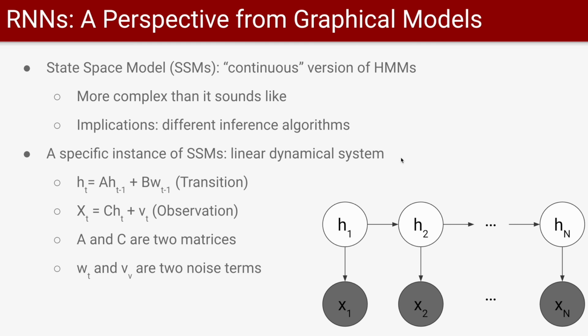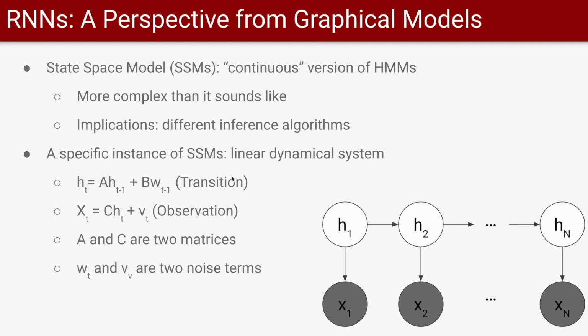After reviewing hidden Markov models, we can discuss a little bit about state-space models. State-space models are actually just a continuous version of HMMs, which means they have a continuous variable for all of the hidden variables in the graphical model. But it turns out that it's a little bit more complex than it sounds. It has a lot of implications. For example, we will have different inference algorithms. And a specific instance of SSMs is called linear dynamical system.